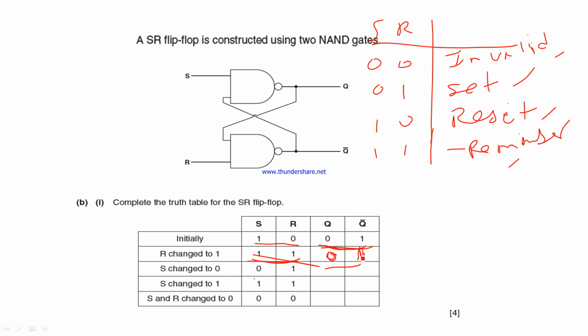Now 0, 1. What does 0, 1 mean? 0, 1 means it's a set state. Set state means Q becomes 1 and Q dash becomes 0. Then 1, 1 means remember. So it will remember whatever Q and Q dash were. So it will keep the same Q and Q dash. Last state is 0, 0. 0, 0 is an invalid state. In this case, Q and Q dash will be 1, 1. So Q and Q dash cannot be the same. So it is an invalid state.